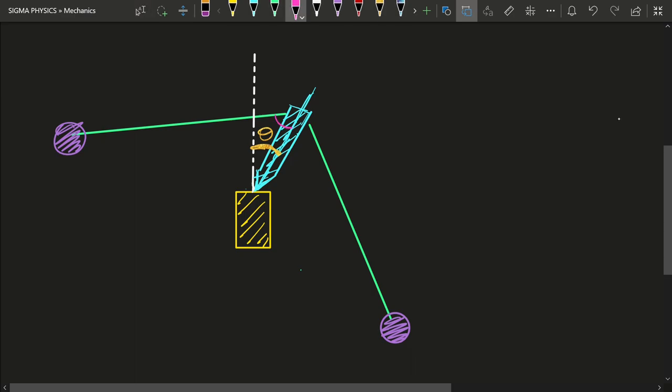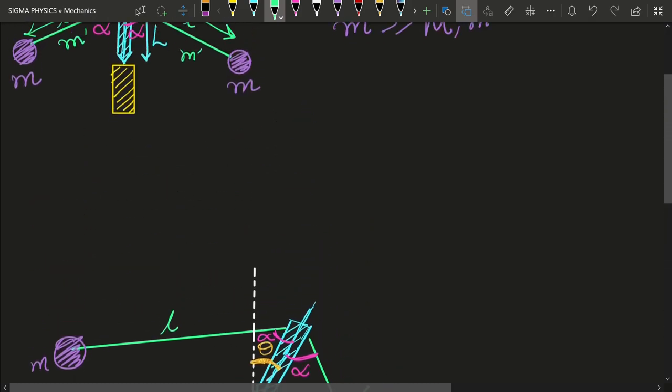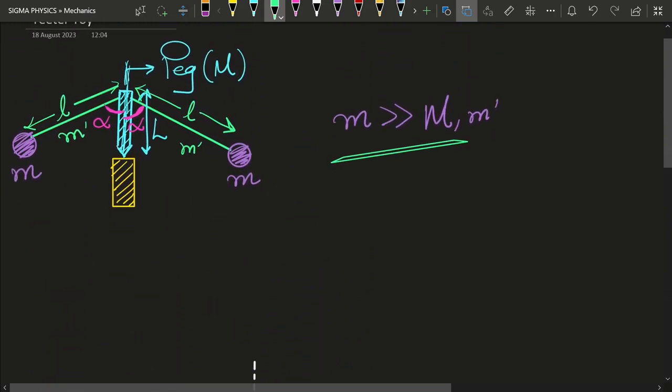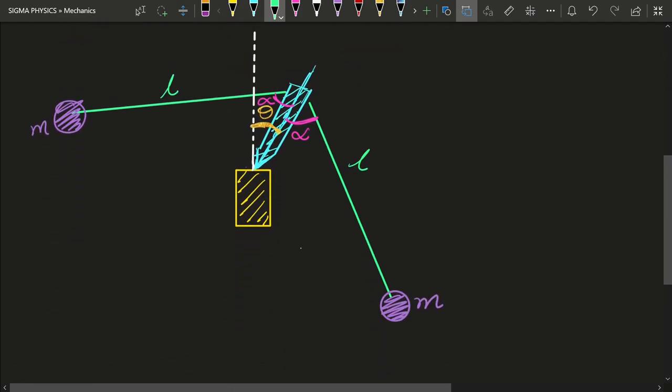These arms are again making an angle alpha with the axis of the peg. These spherical bodies have a mass of small m, and the rods have a length of l. I'm not going to write the masses of the peg or of the rods, because as I've already told you, they are very much less compared to the mass of the spherical bodies.